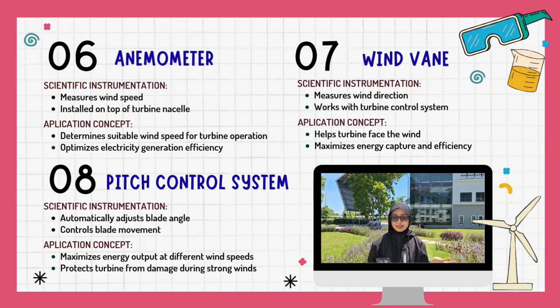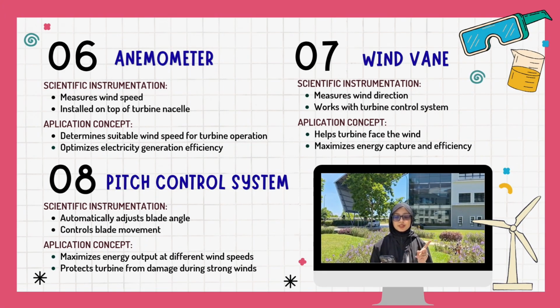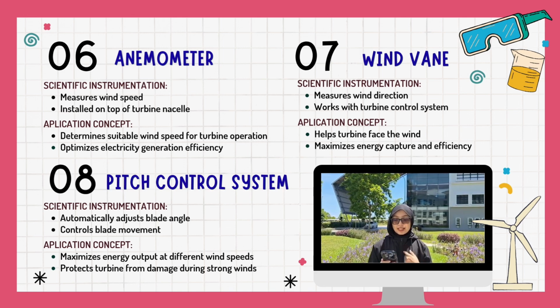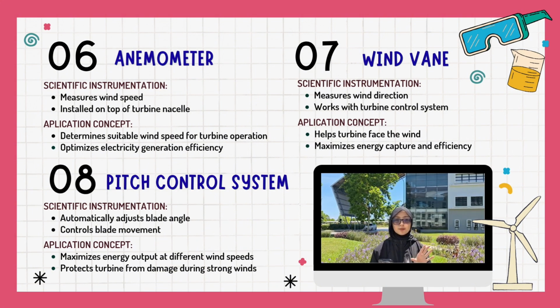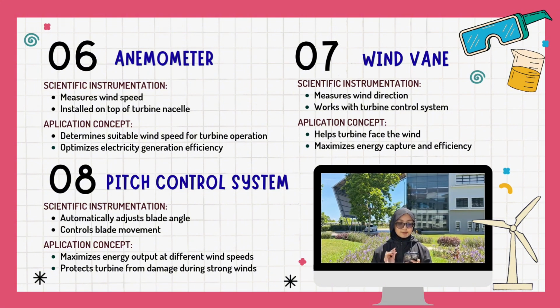Next is the anemometer. An anemometer is used to measure wind speed in a wind turbine. It helps determine whether the wind speed is suitable for operation. If the wind is too weak or too strong, the turbine can adjust or stop to ensure safe and efficient electricity generation. Next is the wind vane. A wind vane measures wind direction and helps the turbine face the wind correctly. This is important because the turbine can produce more electricity when the blades are directly facing the wind, and it can improve the efficiency.